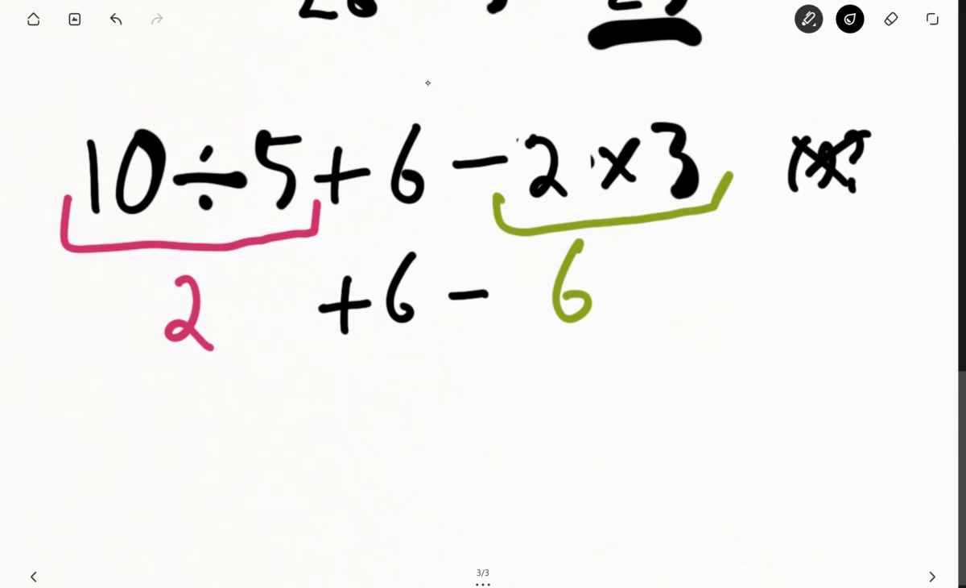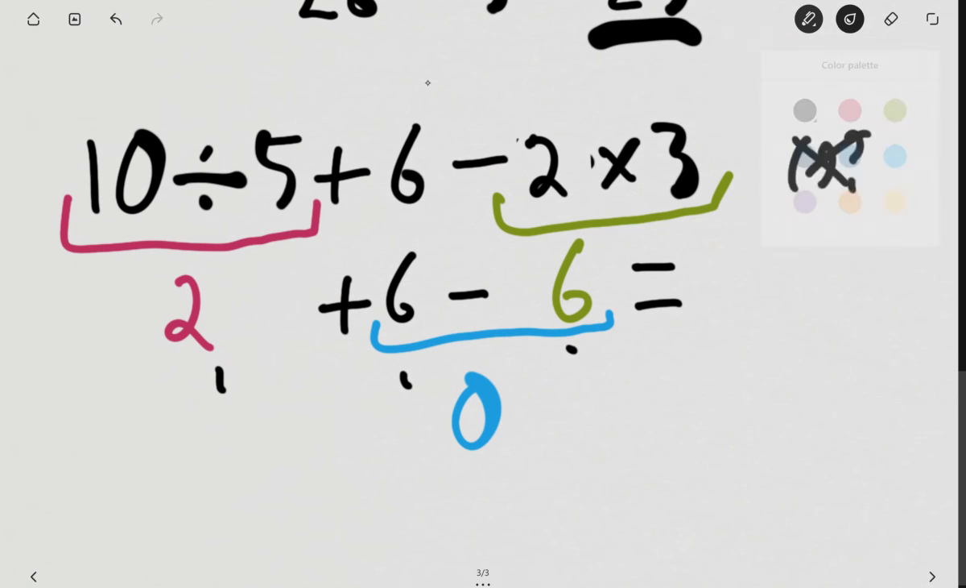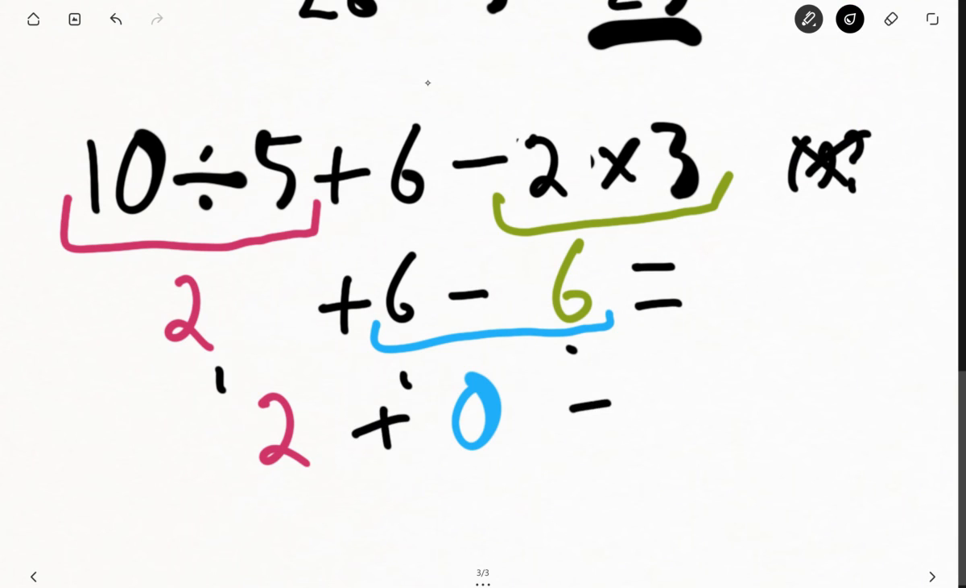So now that we've finished the multiplication and division, we can do addition and subtraction. So 2 plus 6 minus 6. Now, 6 minus 6 is 0. So I'm actually just going to do this math problem first, right here. 6 minus 6 is 0. So then all I'm left with is the 2 we got up here plus 0, which equals 2, which is pretty easy.